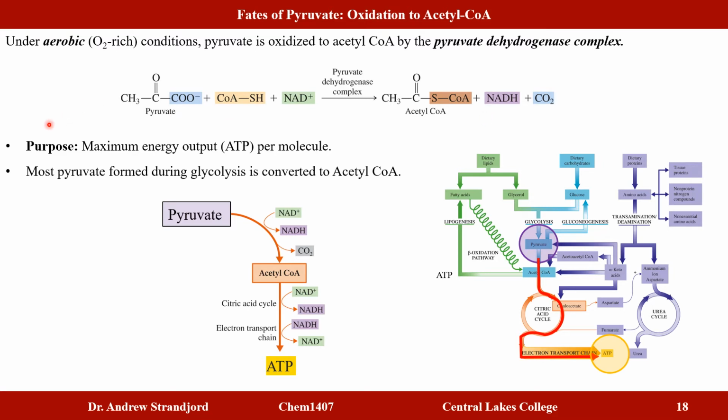So the purpose of pyruvate in aerobic conditions is to maximize energy output by making ATP molecules. In other words, I convert pyruvate into acetyl-CoA, which enters the citric acid cycle, and it pushes NADH and FADH2 into the electron transport chain to produce ATP.